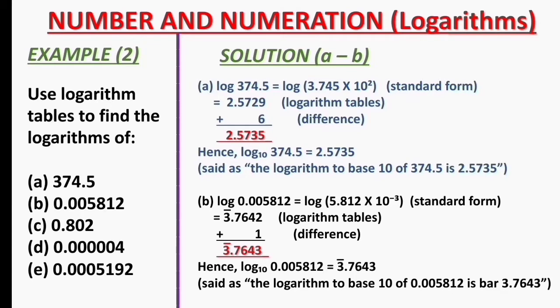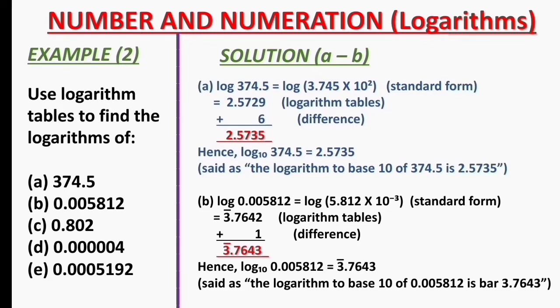Checking this out in your logarithm of numbers tables from your 4-figure table, we are going to check 37 under 0.4. That should give us 5729. Checking difference 5, that should give us 6. So we add the difference. Adding the difference, we are going to get 2.5735. That means the logarithm to base 10 of 374.5 is 2.5735.